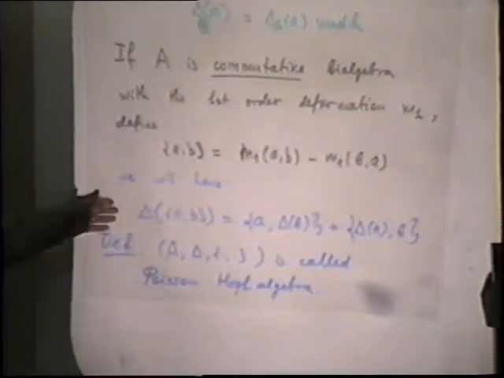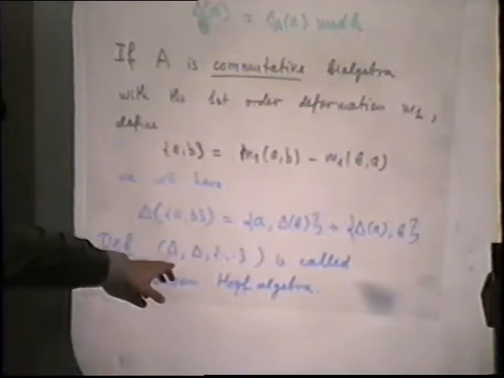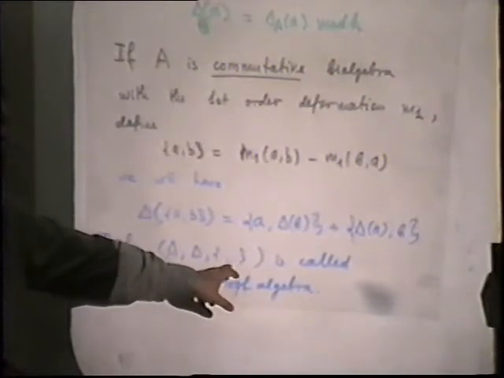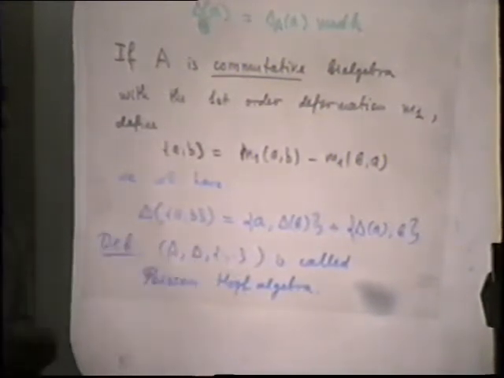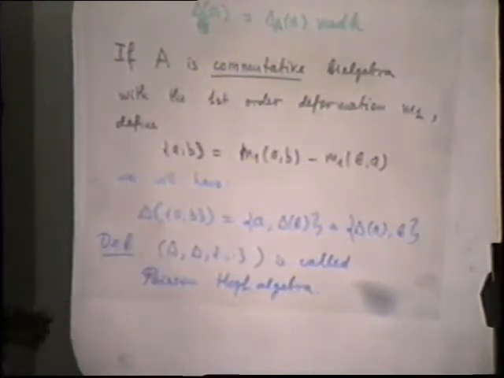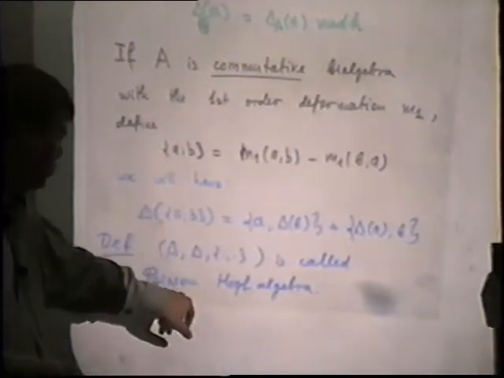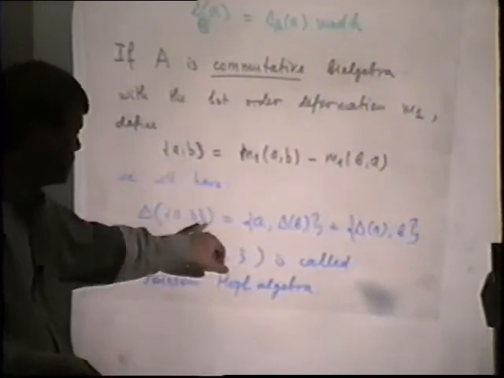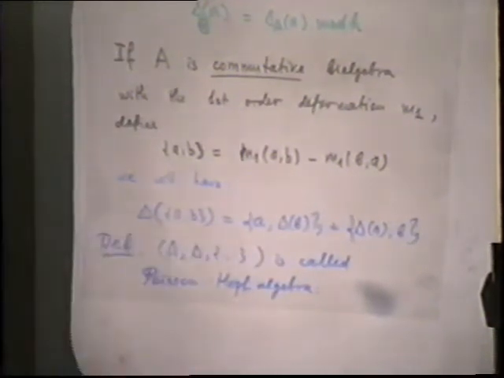So now we have the following. A is a Poisson structure with this Poisson bracket. A is a Hopf algebra with co-multiplication, a commutative Hopf algebra, and it's called a Poisson-Hopf algebra if there is this extra compatibility condition for the Poisson bracket.